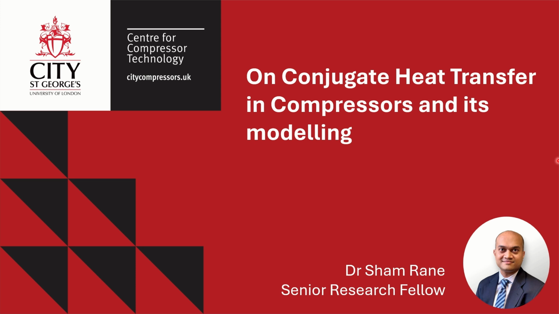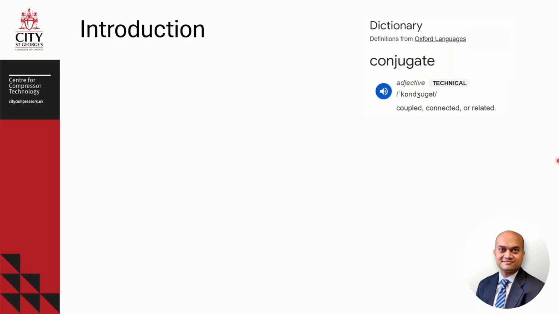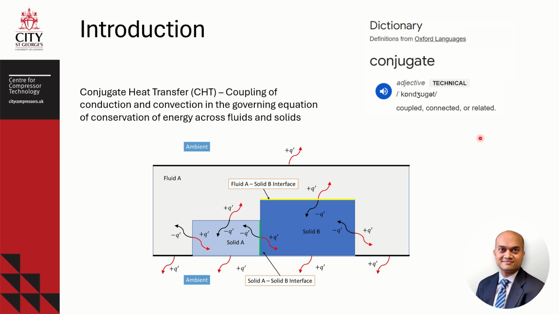Today we are discussing an interesting topic of conjugate heat transfer in compressors and its modeling aspects. The word conjugate has a technical meaning of being coupled, connected, or related. When we apply that to heat transfer, it's called conjugate heat transfer, also commonly abbreviated as CHT. And this means coupling of conduction and convection modes of heat transfer in the governing equation of conservation of energy across fluids and solids in our model.